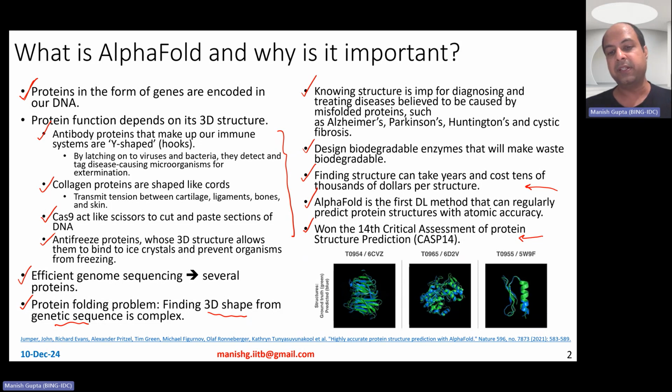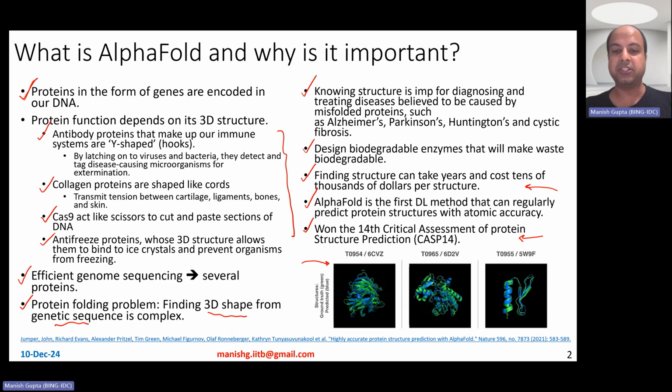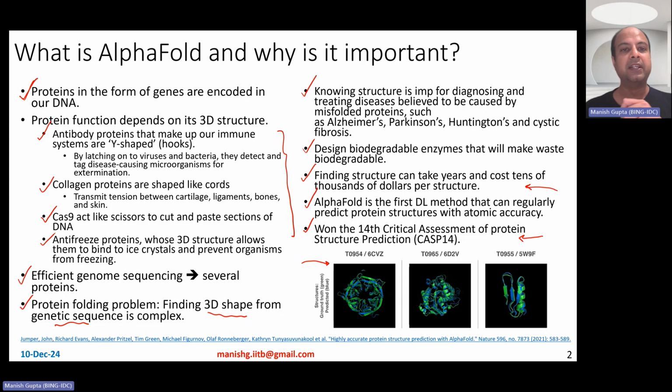So this is how protein structures look. These are three different protein structures. And as you can see, the blue one is the predicted structure, and the green one is the actual, ground truth structure. You can see green and blue are very close to each other, meaning AlphaFold can do a pretty good job at figuring out those proteins.